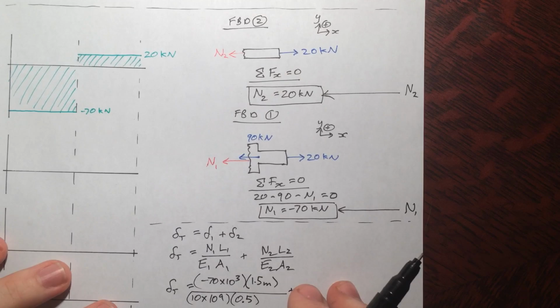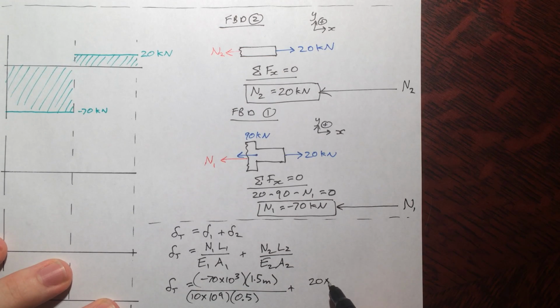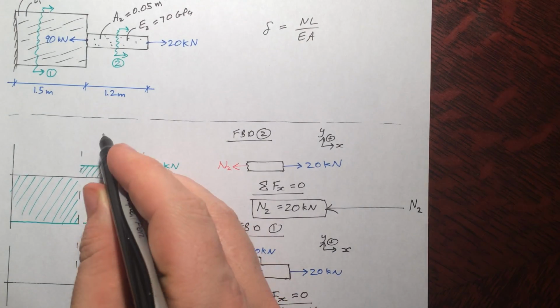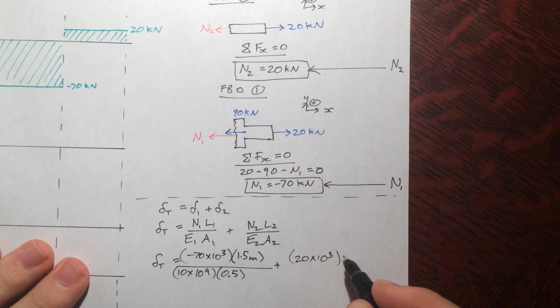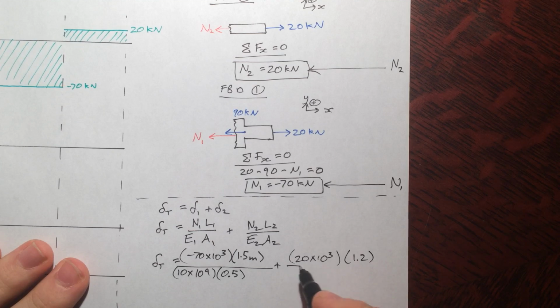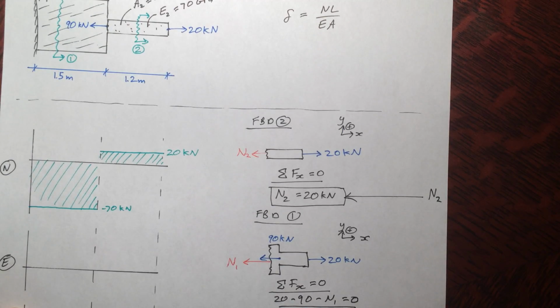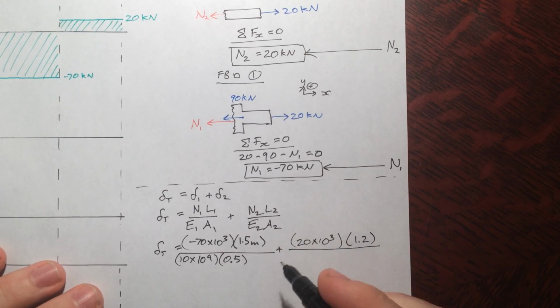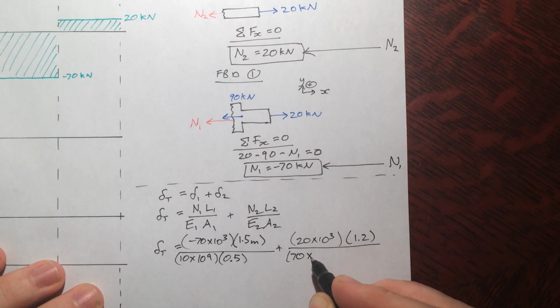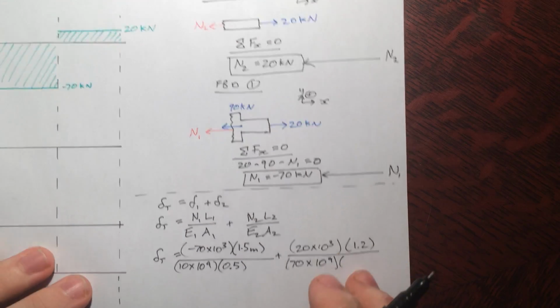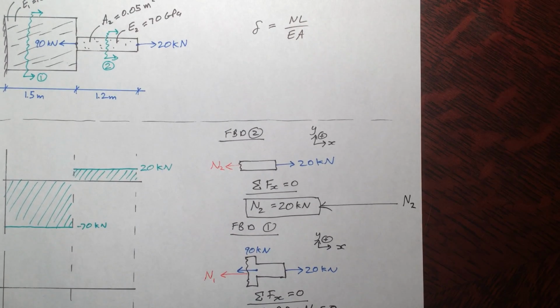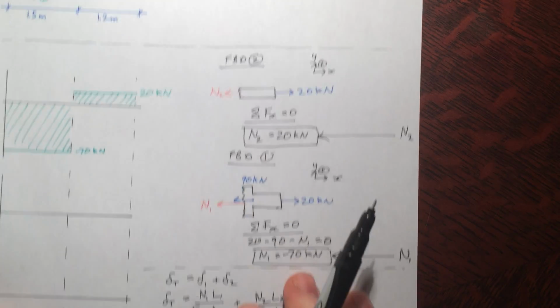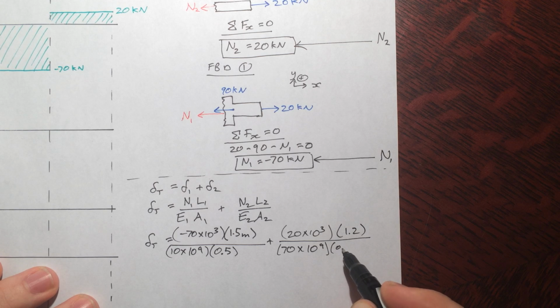Plus N2, that's 20,000 times the length, 1.2, over the E of that piece, that's 70 GPa. Looks like aluminum to me. Times the A of that piece. All right, there it is. 0.005. 0.05.